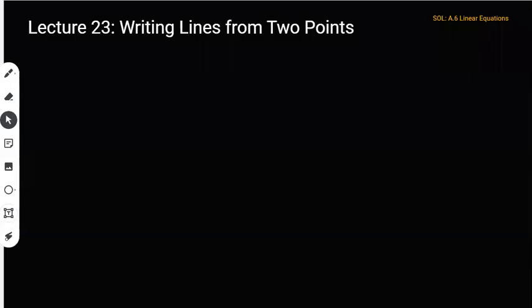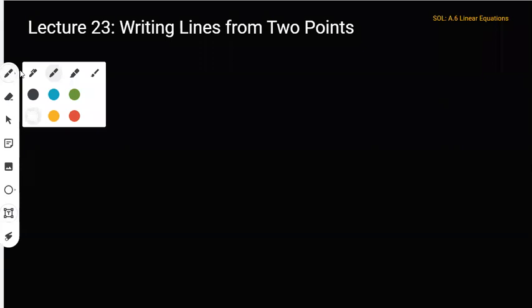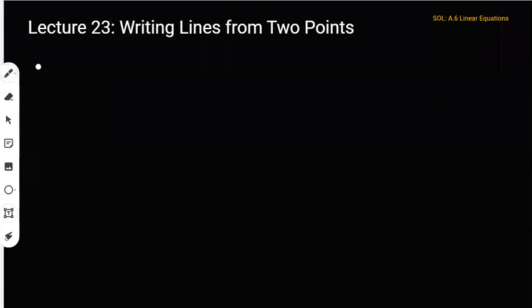All right, so today we're going to be doing lecture 23, writing lines from 2 points. I'm going to look at number 7 first. So let's do that one. For number 7, they're only going to give you 2 points. I've got 0, -5. That's the first point that they give me. And then I've got 4, -1.